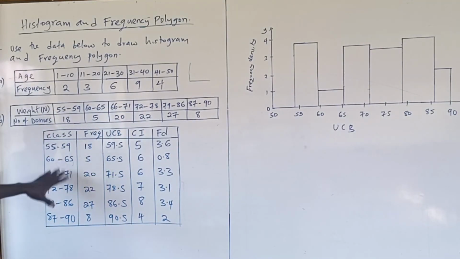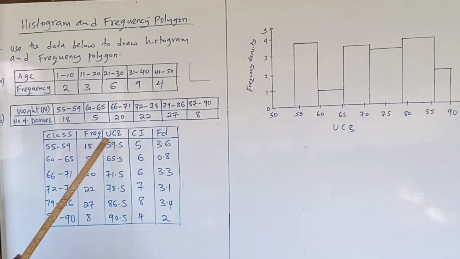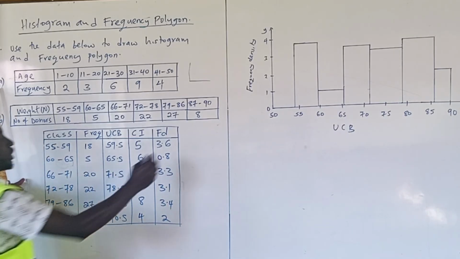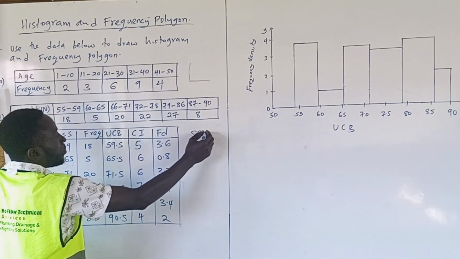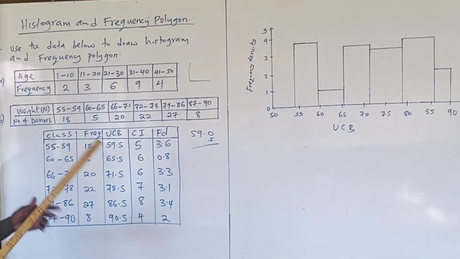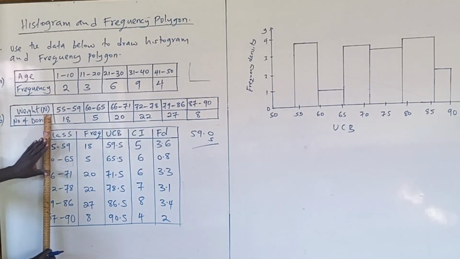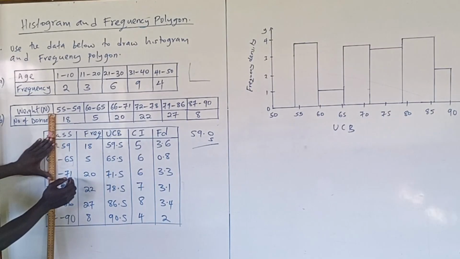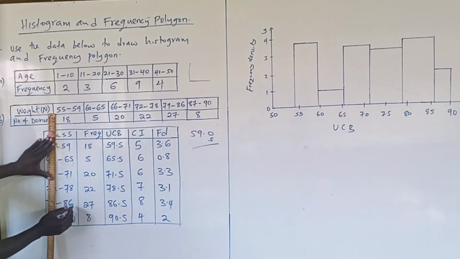So you get the class as it is, the frequency as it is, then the upper class boundary. The upper class boundary for this is 59, then you add 0.5, you get 59.5. You close this side. And you get the upper class boundaries here just by adding 0.5, 0.5, 0.5, 0.5, 0.5, 0.5.